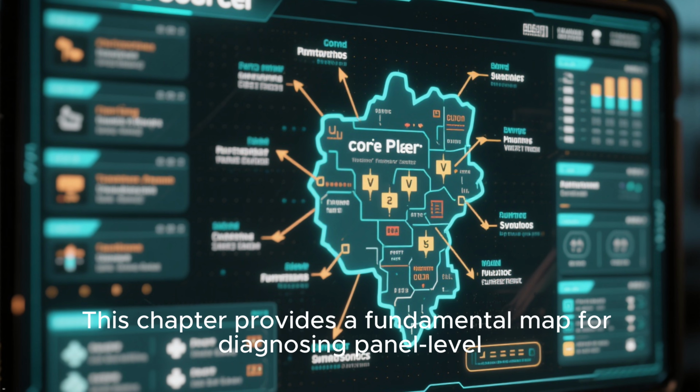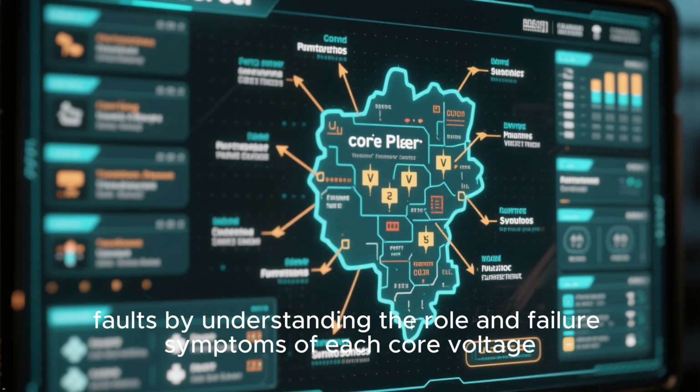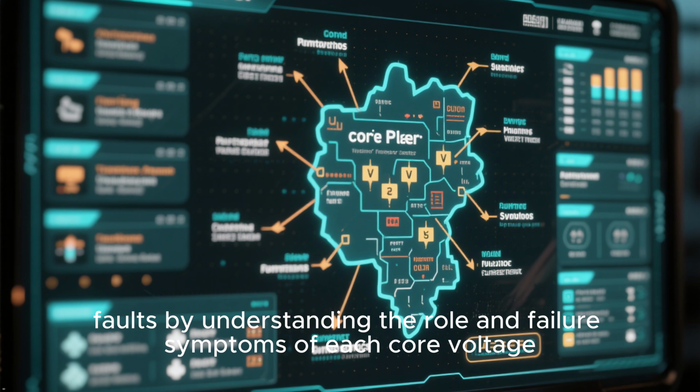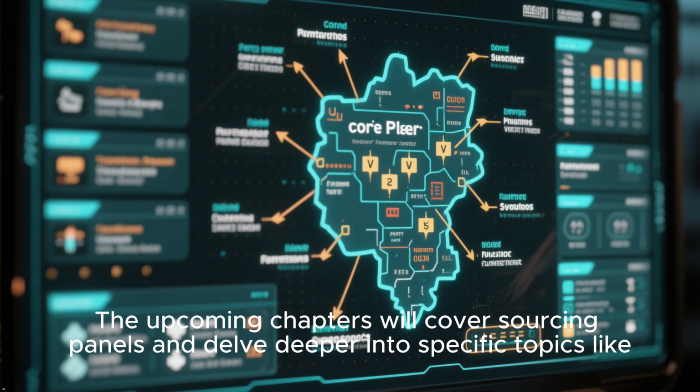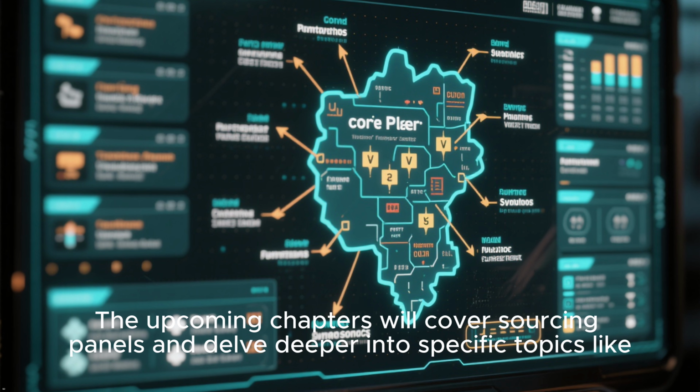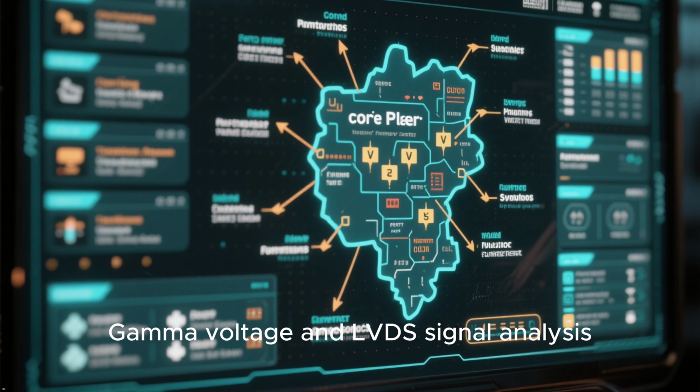This chapter provides a fundamental map for diagnosing panel-level faults by understanding the role and failure symptoms of each core voltage. The upcoming chapters will cover sourcing panels and delve deeper into specific topics like gamma voltage and LVDS signal analysis.